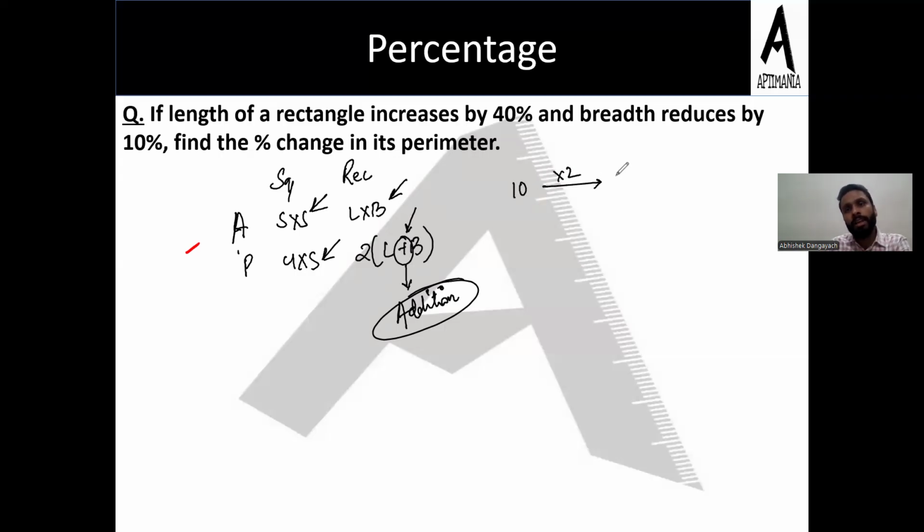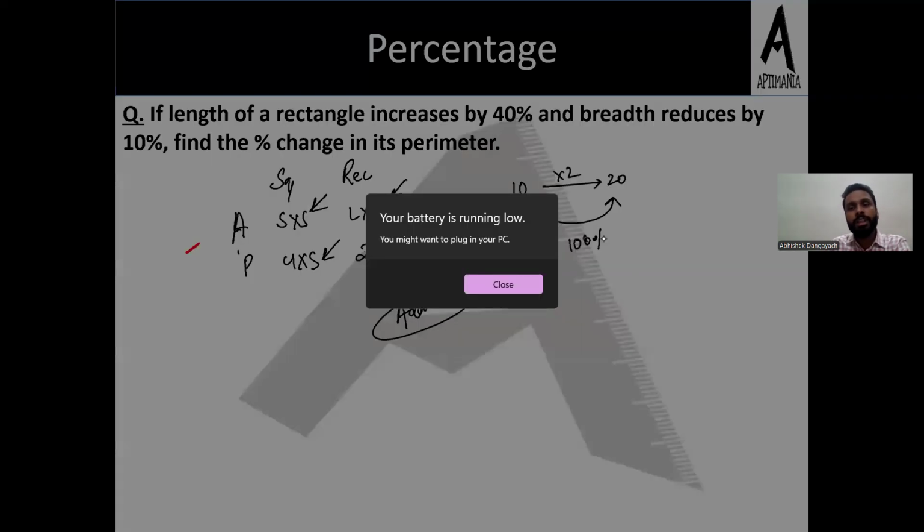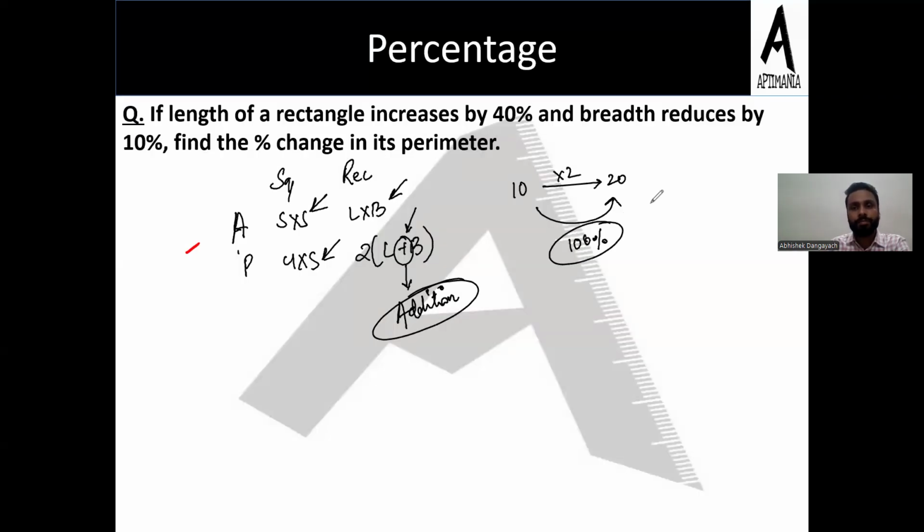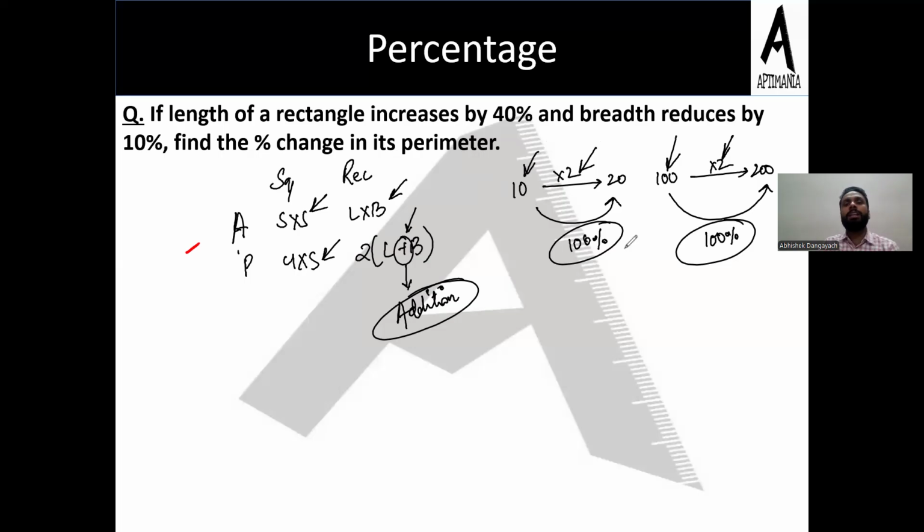10 into 2 is 20. If one is moving from 10 to 20, can I say there's a 100% increment in it? Similarly, 100 into 2, 200. If a person is moving from 100 to 200, can I say it's a 100% increment in it? Now we need to understand multiplication के case में, whether you are taking the initial value to be 100 or 10 or any other value, your answer remains the same. मतलब in case of multiplication and division, the answer is independent of the initial value that you are taking.